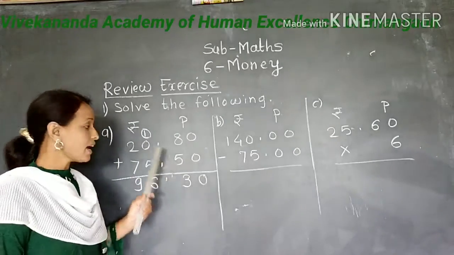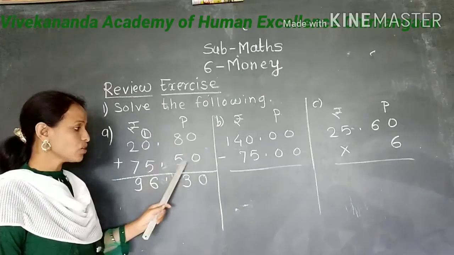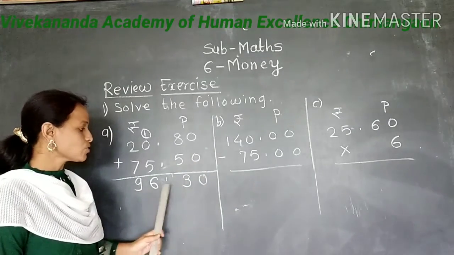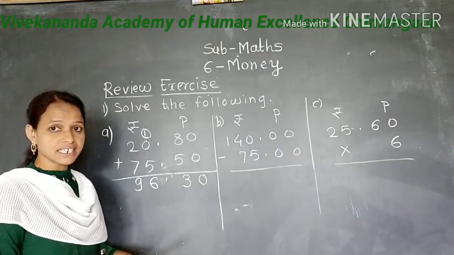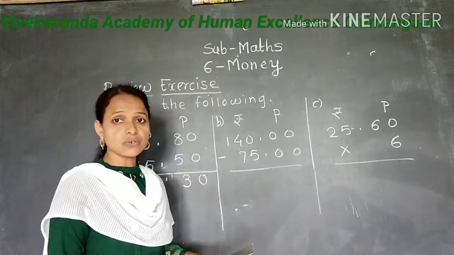In this way here we add 20 rupees 80 paise and 75 rupees 50 paise. We get here the answer 96 rupees 30 paise. Okay. Now we will see the second example. The second example is of subtraction. That also you have learned.